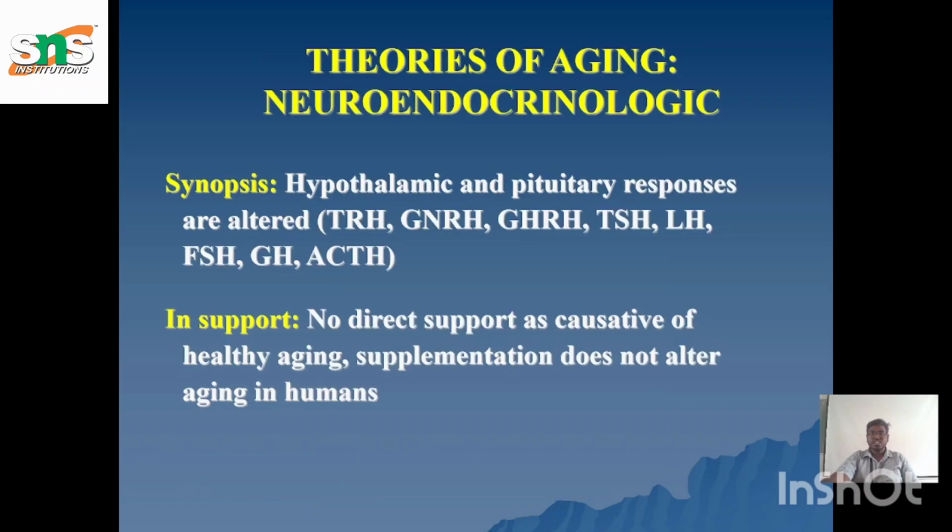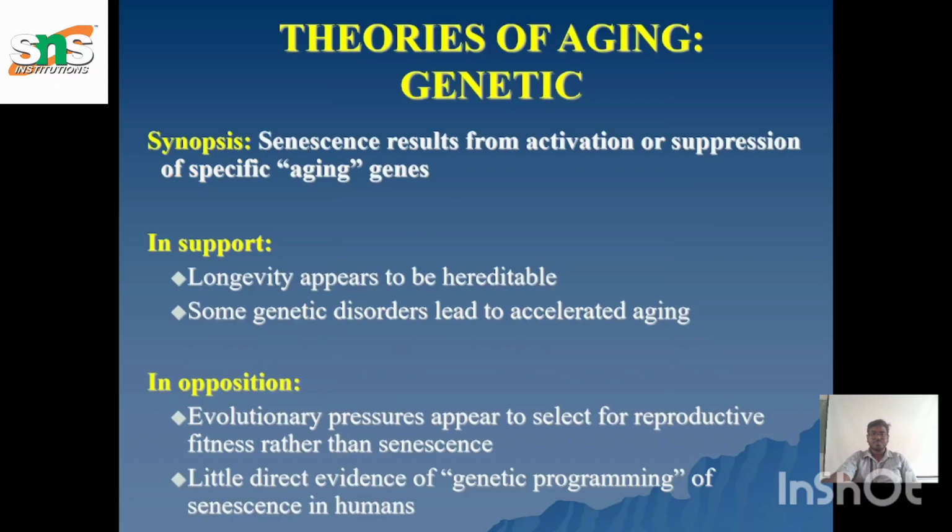In the neuroendocrinological theory of aging, the hypothalamic and pituitary responses are altered. The hormones involved include CRH, GnRH, GHRH, TSH, LH, FSH, GH, and ACTH. These are mainly secreted by the hypothalamus as well as the pituitary gland. In opposition, there is no direct support for this as a cause of healthy aging. Supplementation does not alter aging in humans.